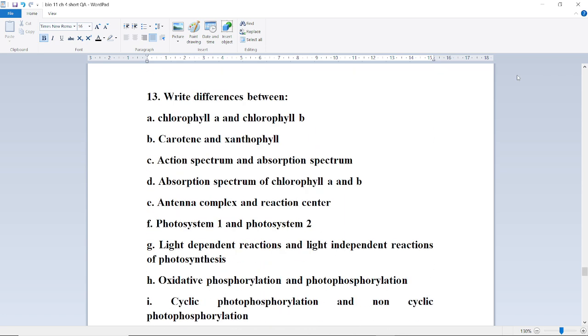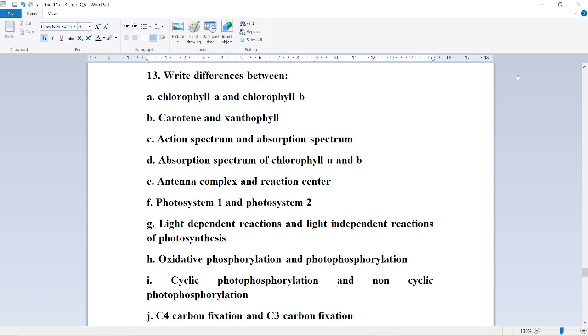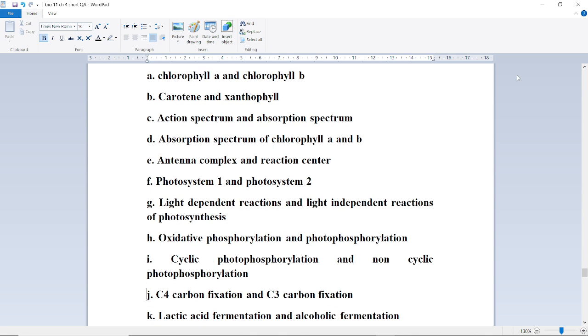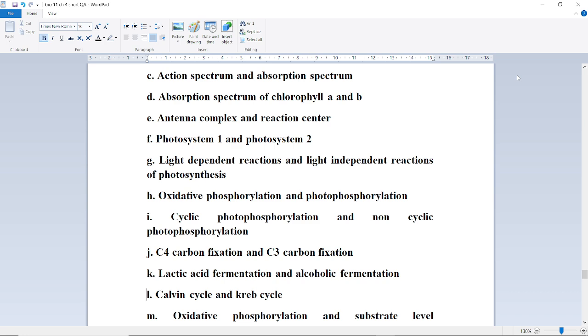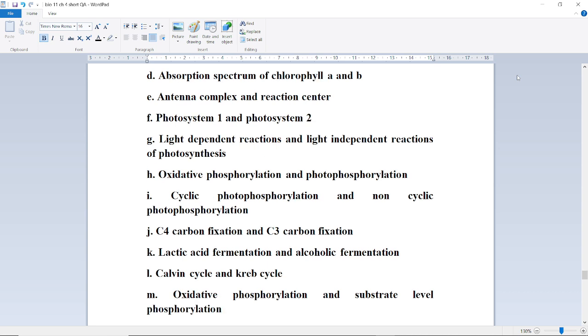Next question is, write differences between chlorophyll A and chlorophyll B, carotene and xanthophyll, action spectrum and absorption spectrum of chlorophyll A and chlorophyll B, antenna complex and reaction center, photosystem 1 and photosystem 2, light-dependent reactions and light-independent reactions of photosynthesis, oxidative phosphorylation and photophosphorylation, cyclic photophosphorylation and non-cyclic photophosphorylation, C4 carbon fixation and C3 carbon fixation, lactic acid fermentation and alcoholic fermentation, Calvin cycle and Krebs cycle, oxidative phosphorylation and substrate level phosphorylation.